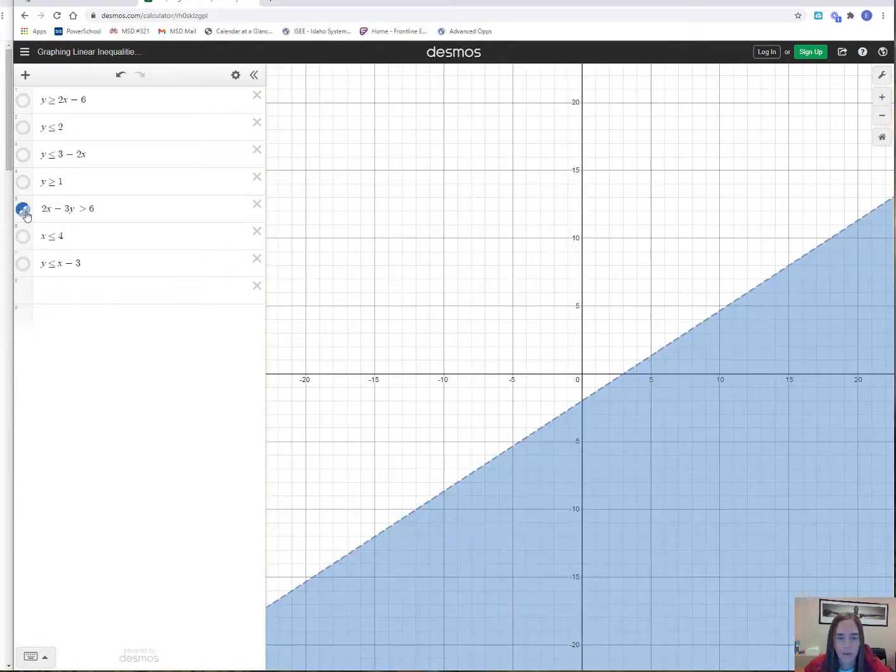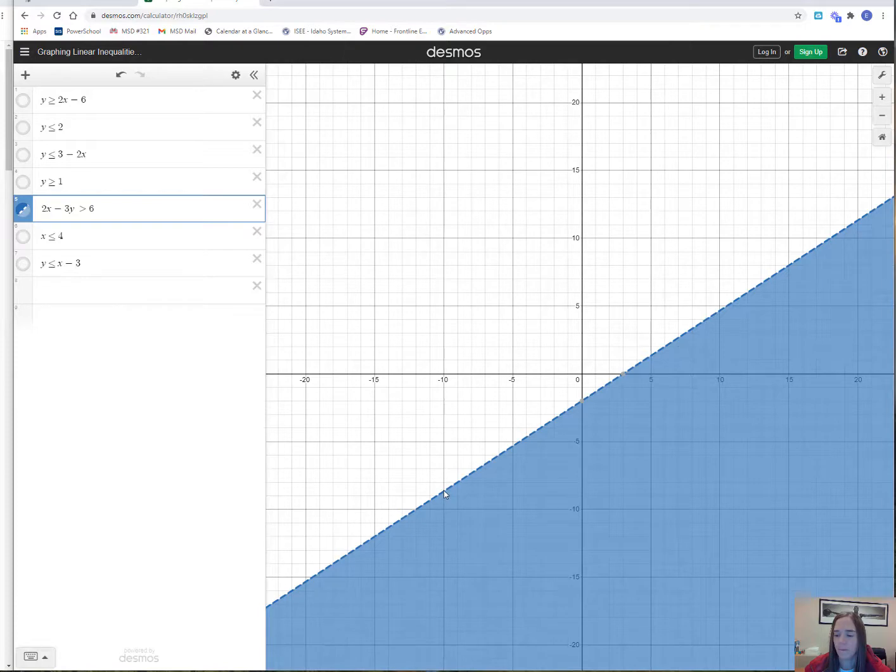Okay, one last thing I want to mention. Notice this one has a dotted line. It doesn't really go into a lot of detail with this on your quiz, but I wanted to mention that because it's not the or equal to, that's why it's a dotted line. That just means the line is not included. So if you picked a point that was right on this line, that would not be a solution to your inequality. So you have to pick the shaded areas.